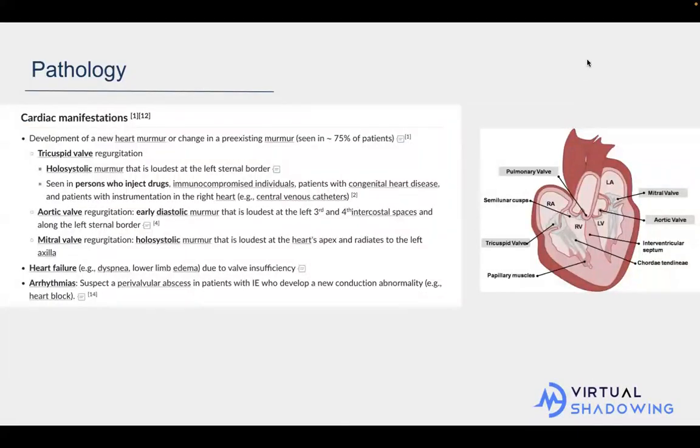Some clinical manifestations, also things that we saw in him, would be a new valve murmur, like we saw, heart failure symptoms, which we also saw, and sometimes we even see arrhythmia. We didn't see that on his EKG.